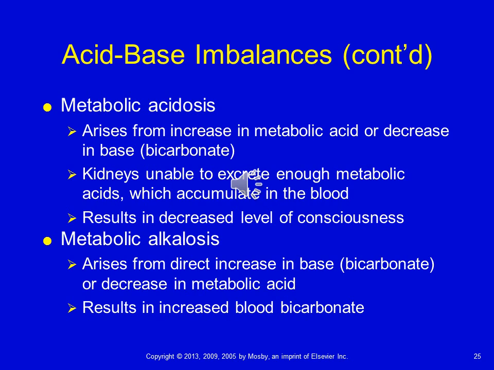Metabolic alkalosis occurs from a direct increase in base, or a decrease in the metabolic acid, which increases blood bicarb by releasing it from its buffering function. Common causes include vomiting and gastric suction. The respiratory compensation for metabolic alkalosis is hypoventilation.